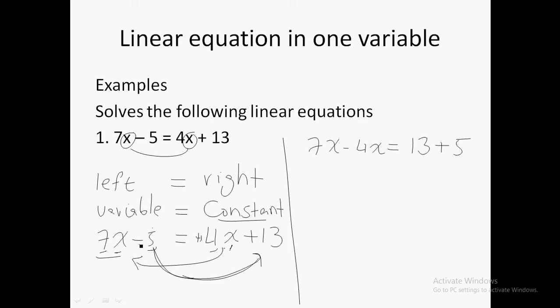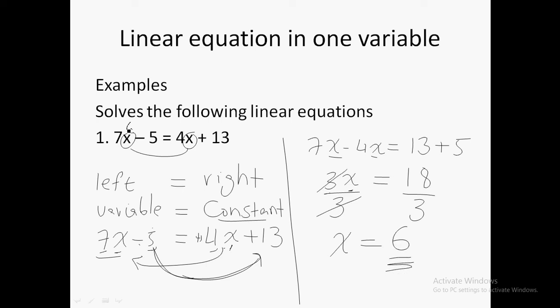So 7x minus 4x, we can subtract because of the same variable, will be 3x is equal to 13 plus 5 is 18. To have this variable, we have to cancel the coefficient. So to cancel the coefficient, we have to divide both sides by 3. So this 3 will be cancelled. X is equal to 18 over 3 is equal to 6.